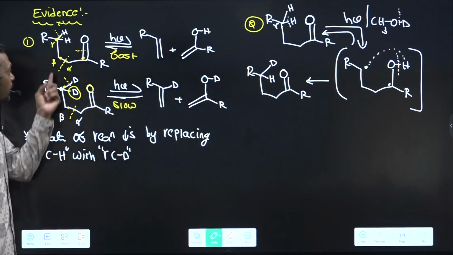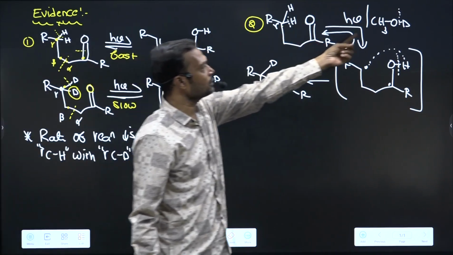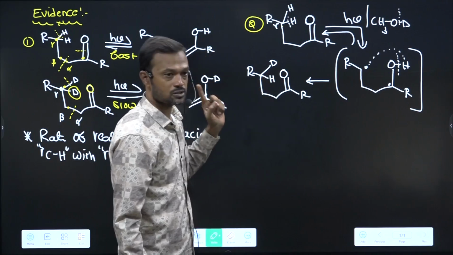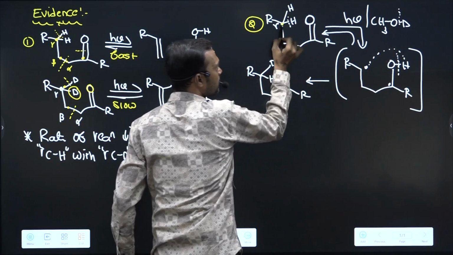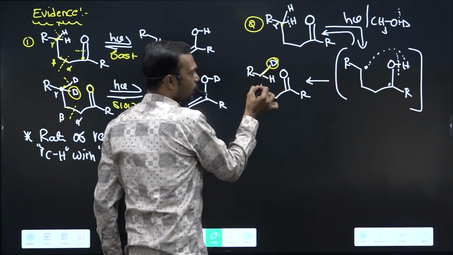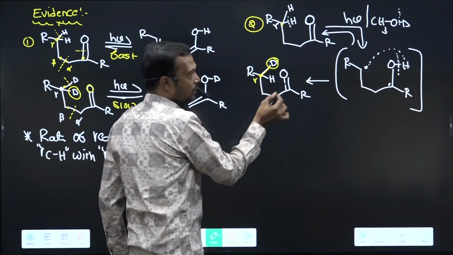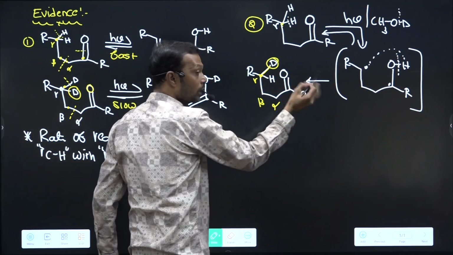One is replacing hydrogen on a gamma carbon with a solvent deuterium on the gamma carbon. See, when we use deuterium in the solvent, it is not replacing any other carbon's hydrogen. It is targeting only which hydrogen? Only the gamma carbon hydrogen it is targeting. This deuterium is not taking the beta position, not the alpha, not any other place.